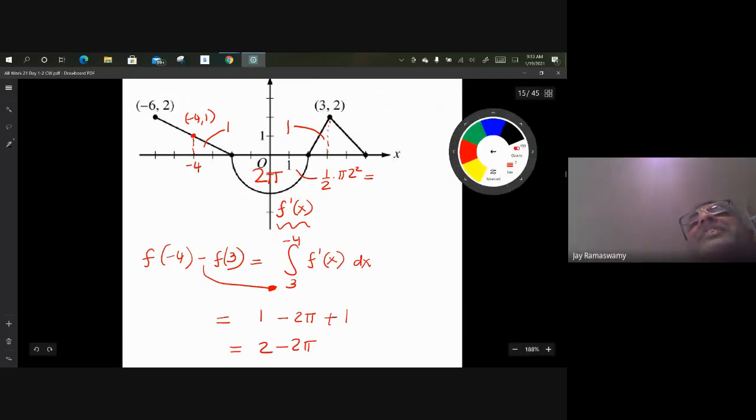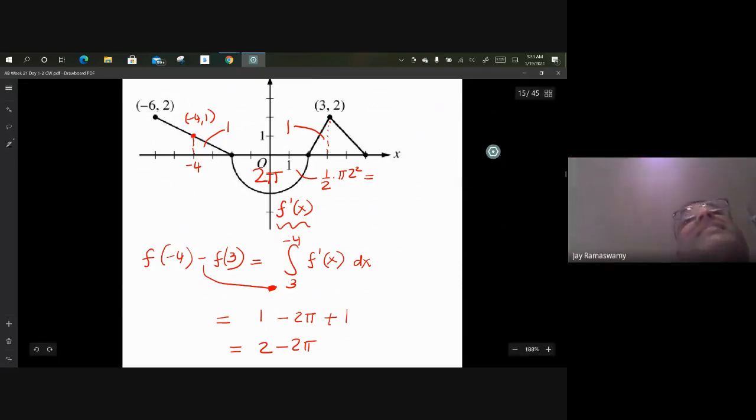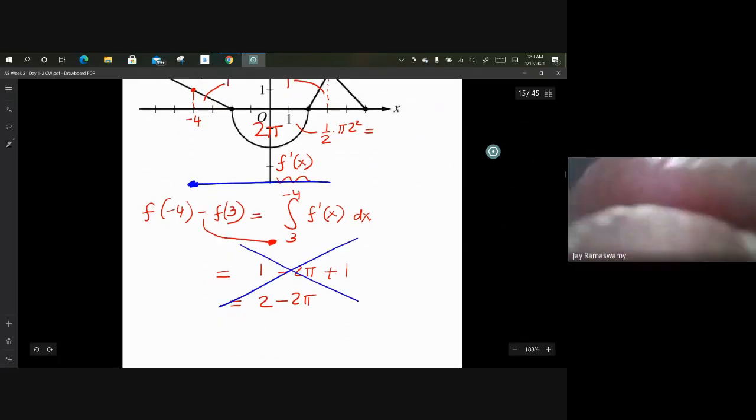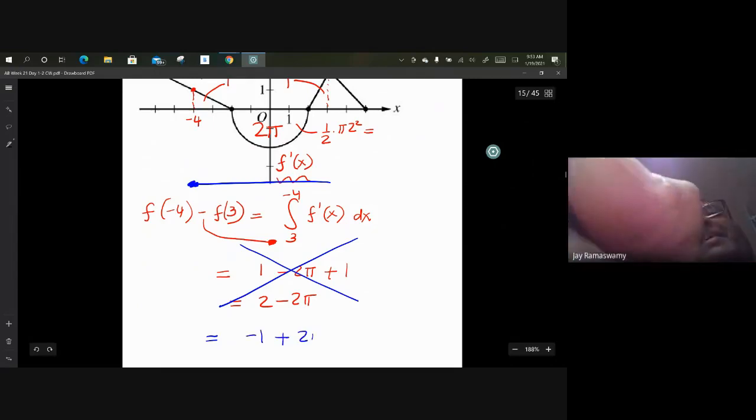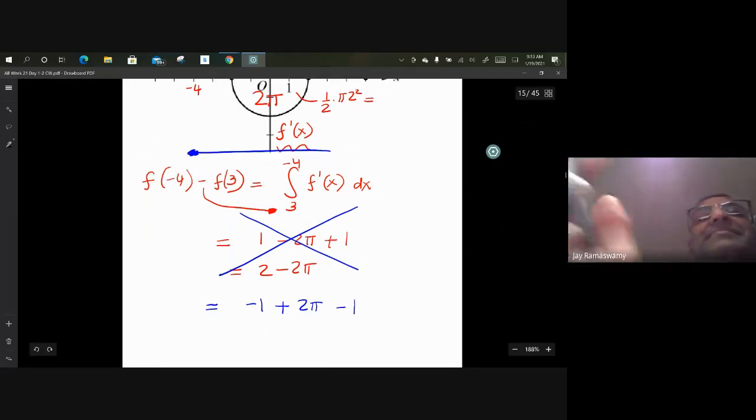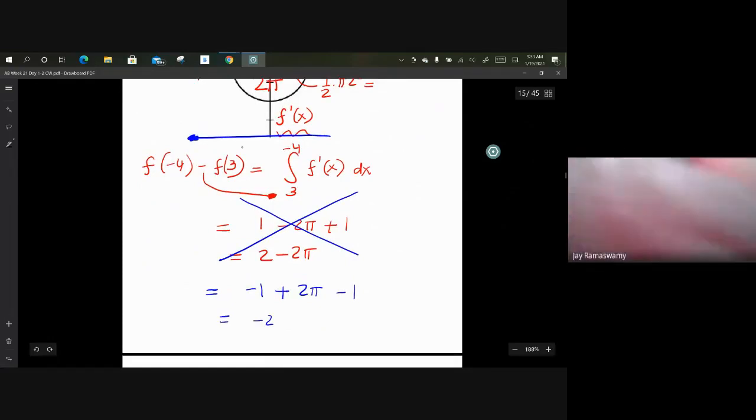Everybody, look at the direction. The most common error kids will make, even smart kids, is they're rushing. It goes from 3 to -4. So look at the direction of the arrow. From 3 to -4. So this is wrong. So it's really -1 and then plus 2 pi. We're below, but we're going right to left. And then -1 again, correct? So final answer, -2 plus 2 pi. It was exactly the opposite sign.